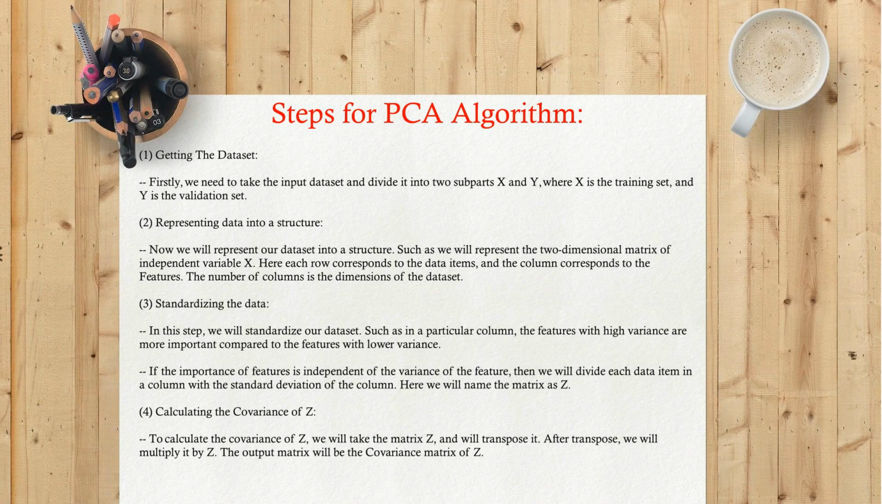3. Standardizing the data. In this step, we will standardize our dataset, such that in a particular column, the features with high variance are more important compared to the features with lower variance. If the importance of features is independent of the variance of the feature, then we will divide each data item in a column with the standard deviation of the column. Here we will name the matrix as Z. 4. Calculating the covariance of Z. To calculate the covariance of Z, we will take the matrix Z, and will transpose it. After transpose, we will multiply it by Z. The output matrix will be the covariance matrix of Z.